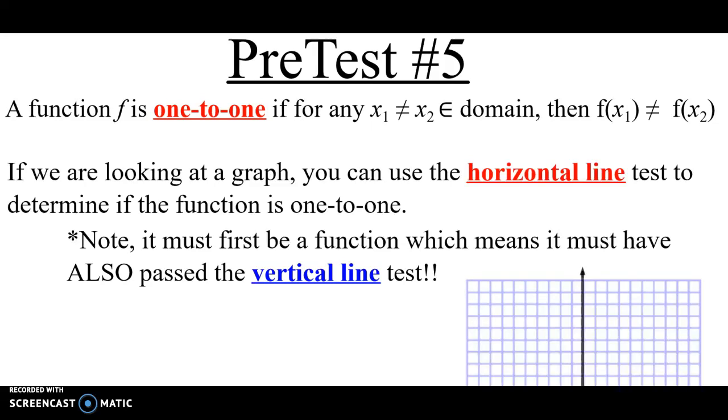So we have the definitions of one-to-one. We have a horizontal line test, that's your B. And then the vertical line test, that's just a review from our very first test. I would read this as: a function f is one-to-one if for any x1 not equal to x2 in the domain, y1 does not equal y2. And I'll tell you exactly what that means here in a second.